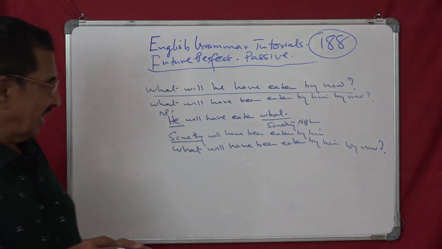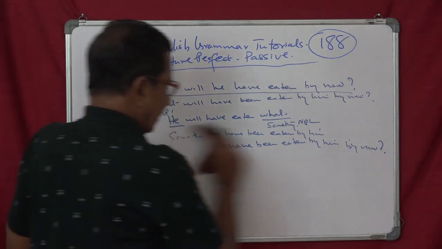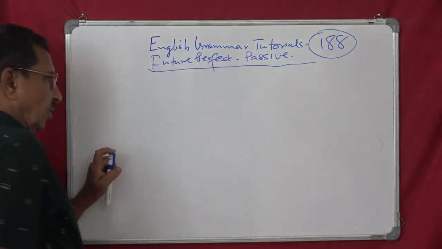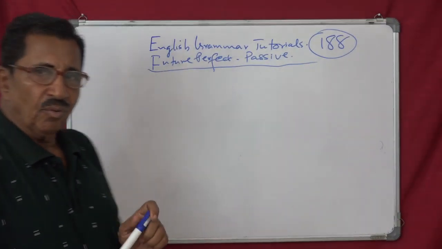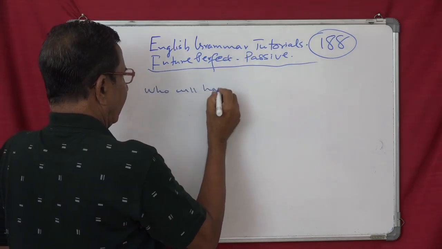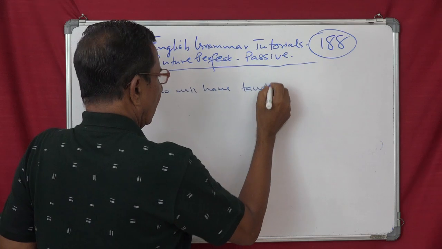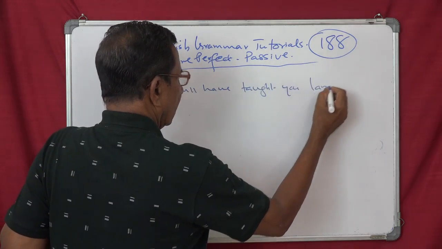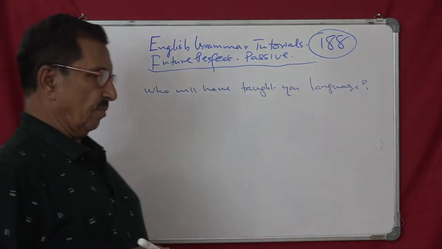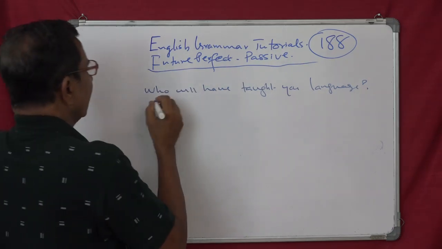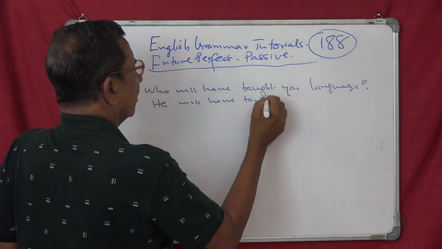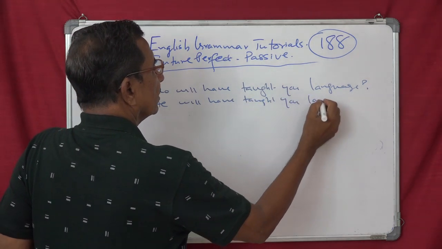Let's say another example, then it becomes easy. Another question, right? You very often get this question: Who will have taught you language? So instead of who, say he. He will have taught you language.